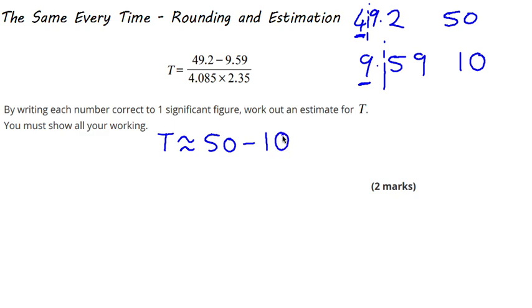That's a bit of a funny one, isn't it? So 9.59, the first significant figure is the 9. Look at the next number. Is it a 5, 6, 7, 8 or 9? Yes, it is. That tells us to round up. So the 9 has to round up, but if the 9 rounds up, it has to become a 10. So 50 minus 10 on the top there. And one significant figure.